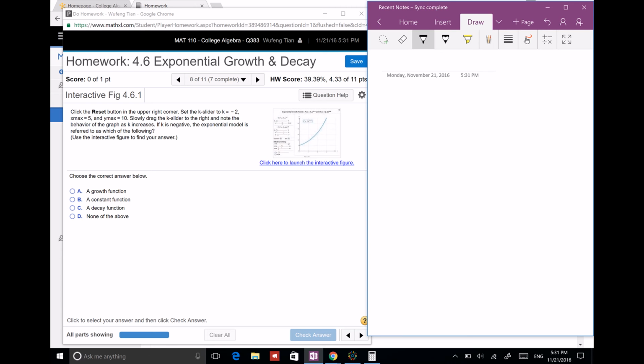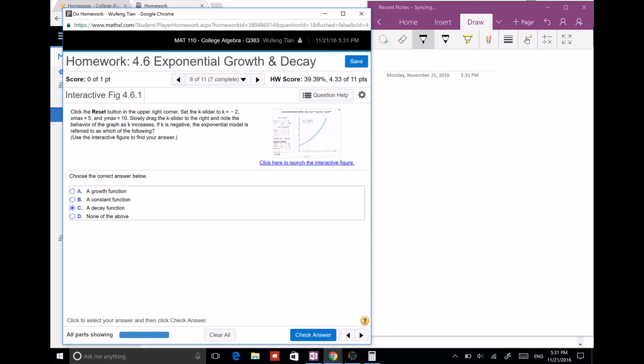Alright, so this one, k equals negative 2, x max is 5, y max is 10. You have to use that, and I think it's a growth or decay function, maybe. Okay, I made it right.